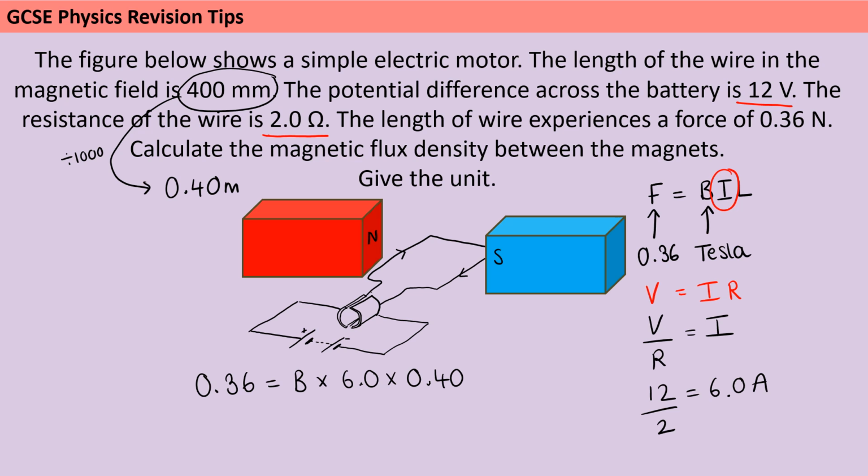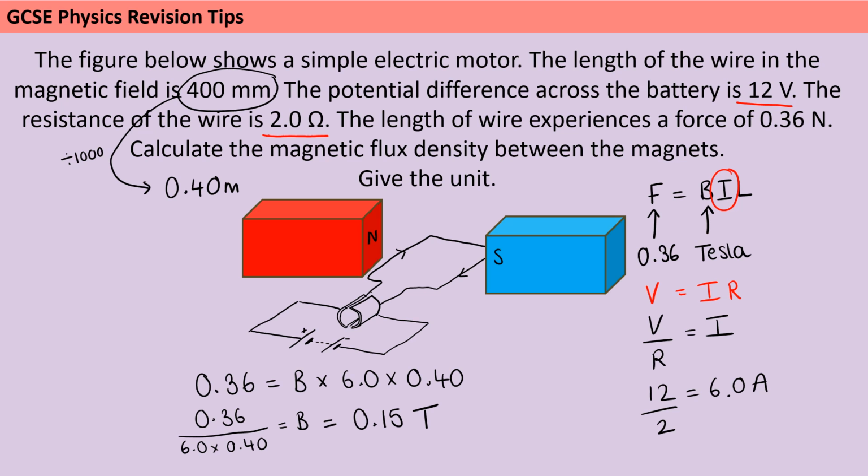So I can then say that 0.36 is B, the value I'm trying to calculate, multiplied by 6 amps multiplied by 0.4 meters. And then I could either simplify that and work that way, or I could rearrange. So here I've rearranged, but either way it would give me the same answer, which is that B is 0.15. And of course it did tell me I needed to give the unit, so I'm going to write T for Tesla at the end of that.